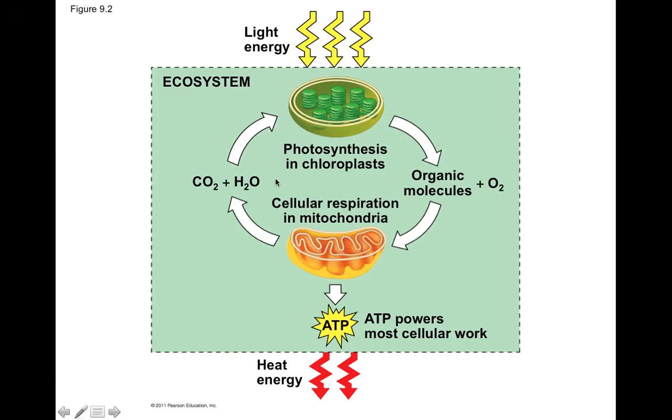Green plants and other eukaryotes can then use those organic molecules and that oxygen to perform cellular respiration in mitochondria. And the products of that cellular respiration are carbon dioxide and water and ATP to power cellular work, but the process is not entirely efficient. We know that it can't be because that would violate the second law of thermodynamics. So a lot of that energy ultimately leaves the ecosystem, increasing the entropy of the universe as heat energy.